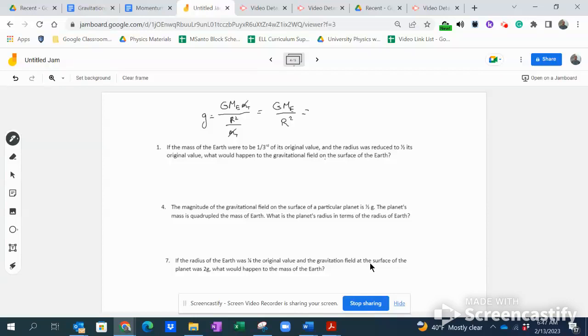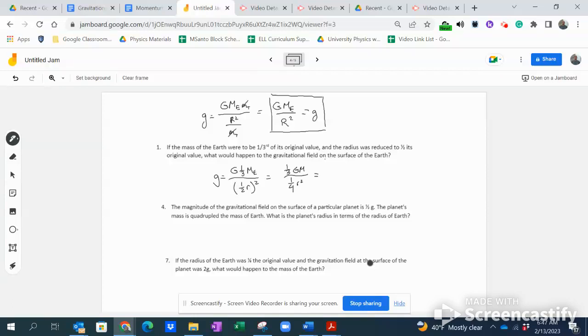Okay, now for all three problems, we're going to essentially start with the setup here. Gravitational field is GM_E over r squared. So for the first one here, we have the mass of the Earth is 1/3 of its original value, and the radius is reduced by half. Because that is being squared, you must put it in parentheses. So we are left with 1/3 GM all over 1/4 r squared.